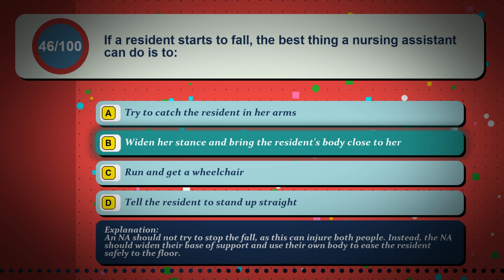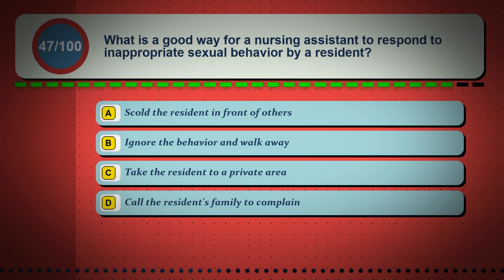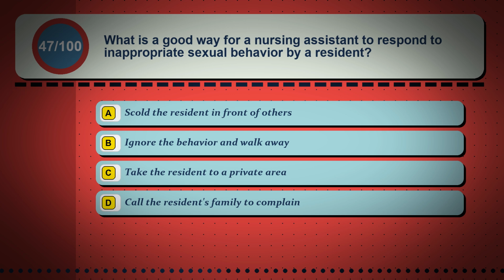Question 47. What is a good way for a nursing assistant to respond to inappropriate sexual behavior by a resident? Option A, scold the resident in front of others. Option B, ignore the behavior and walk away. Option C, take the resident to a private area. Option D, call the resident's family to complain.